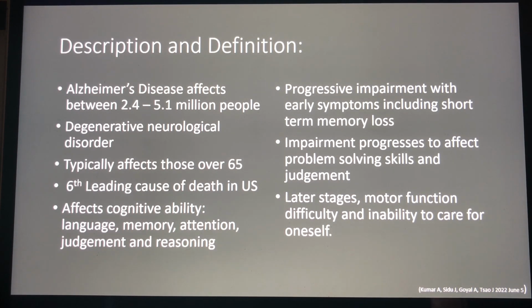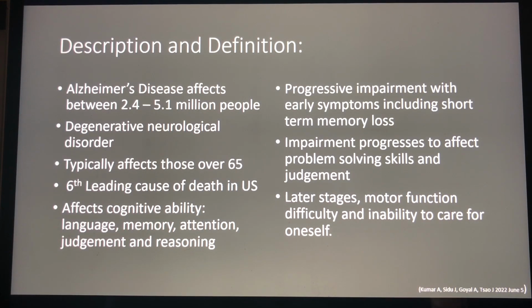Alzheimer's disease affects between 2.4 and 5.1 million people. Alzheimer's disease is a degenerative neurological disorder that typically affects people over the age of 65 and is considered the sixth leading cause of death in the United States. The disease process affects cognitive ability, including language, memory, attention, judgment, and reasoning.